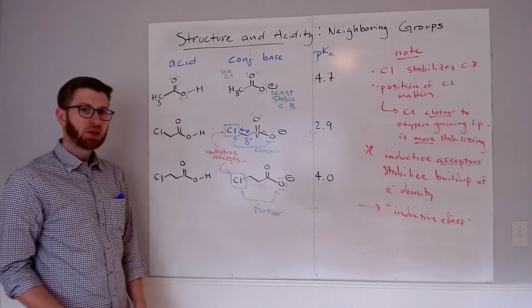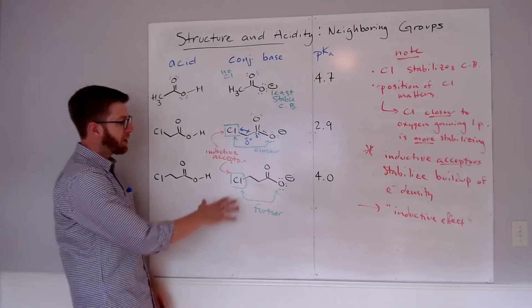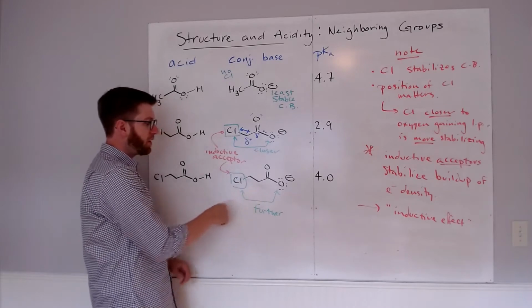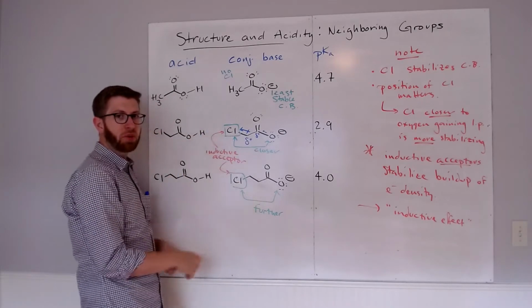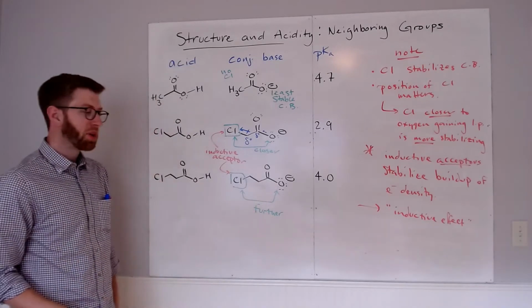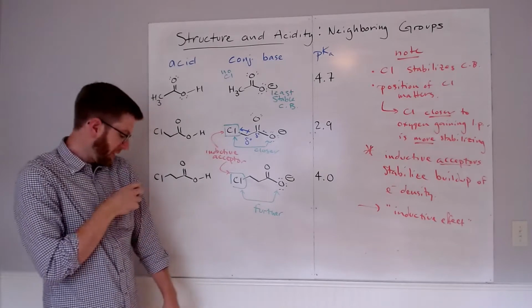This invocation of induction also helps us explain why moving the chlorine atom further away from the oxygen is going to lead to diminished stabilization, because now there's a larger number of bonds that we have to travel through, if you will, to influence what's happening near the oxygen where the charge is building up. So we still have an inductive effect here. It's just a weaker effect.